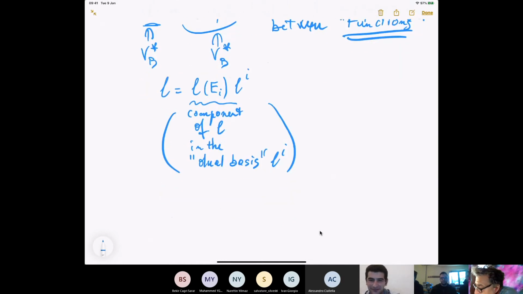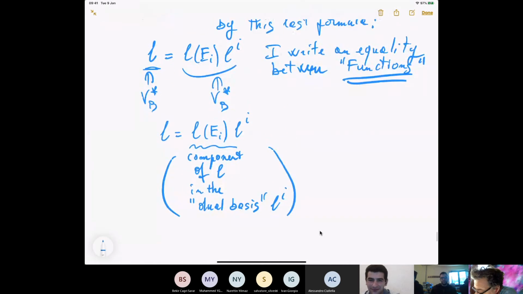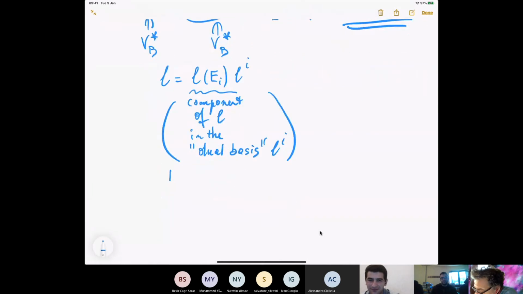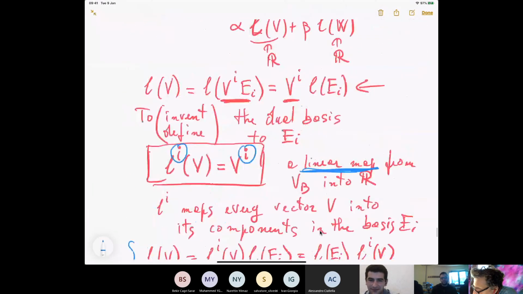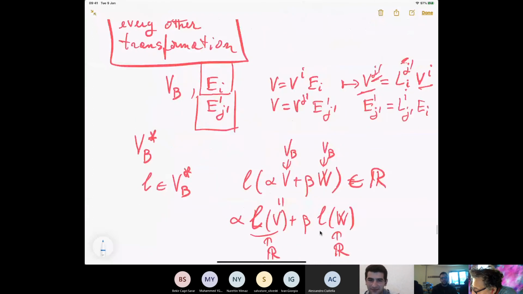So now one could ask himself, I change, let's go back to our basic change of basis formula. So I change the basis.